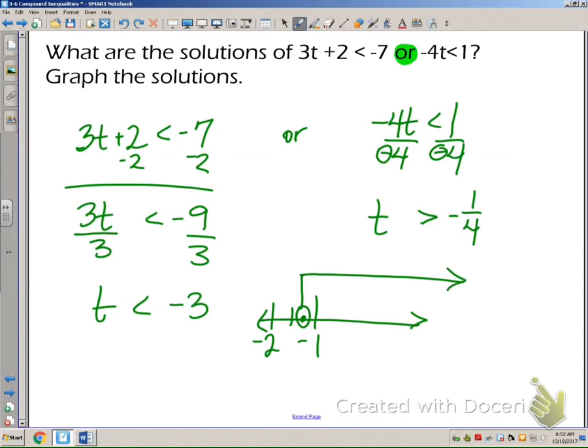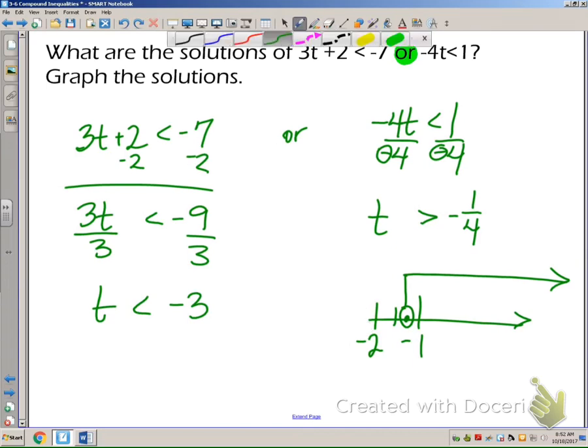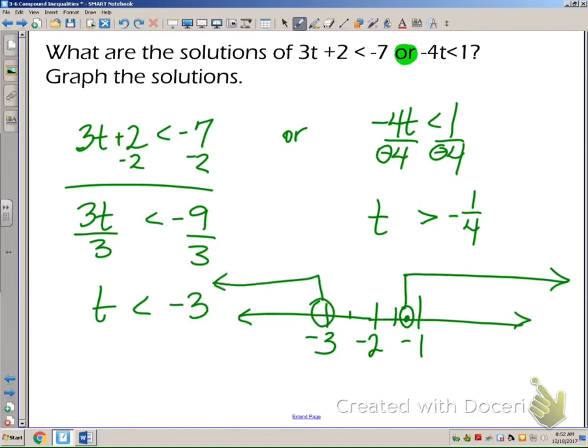And all the values of t that are less than negative 3, so negative 3, not including, all the t's less than. So what are my solutions? Once again, starting at the left, not including negative infinity, up to negative 3, non-inclusive, unioned with negative 1/4, not including, up to positive infinity, not included.